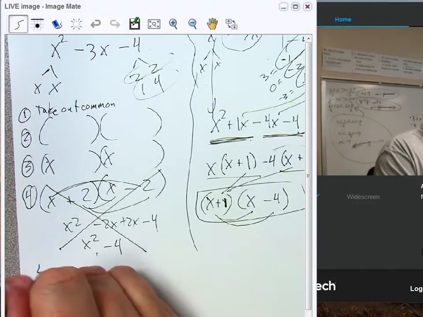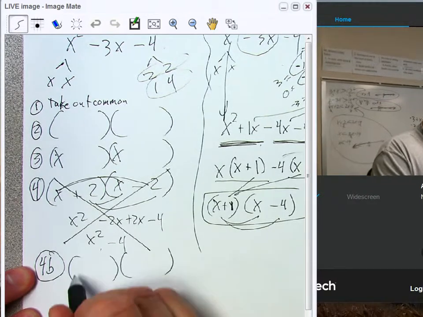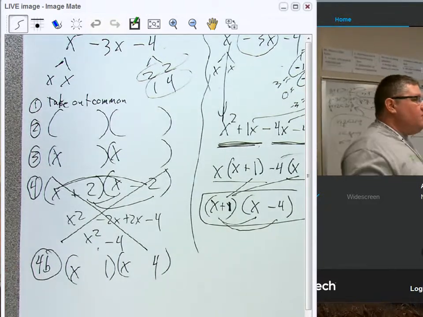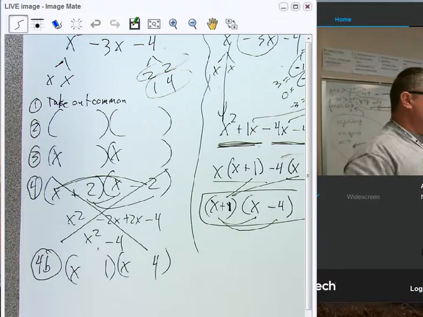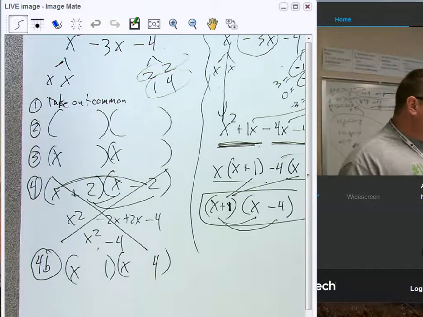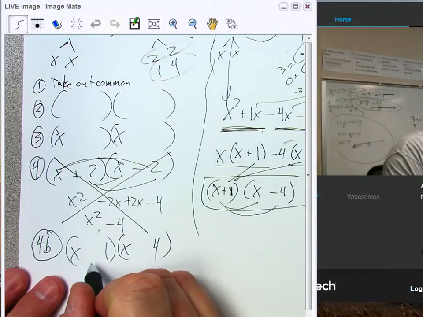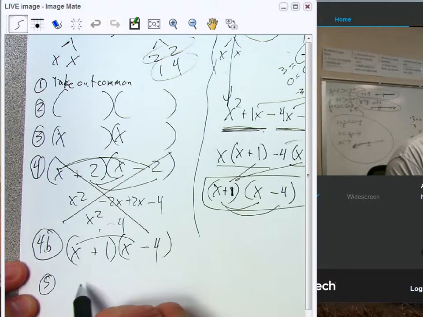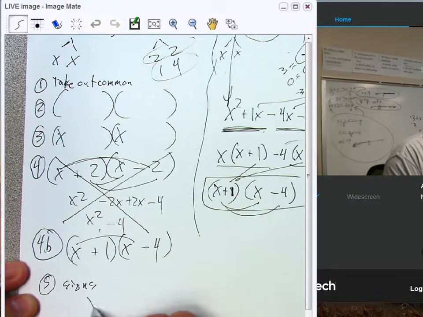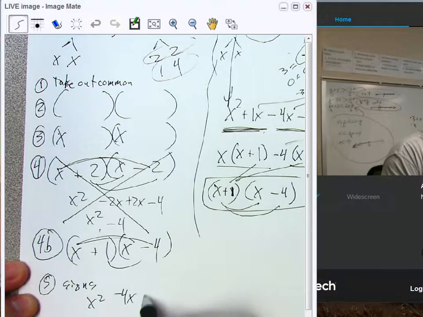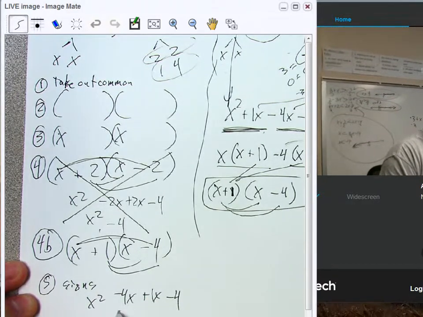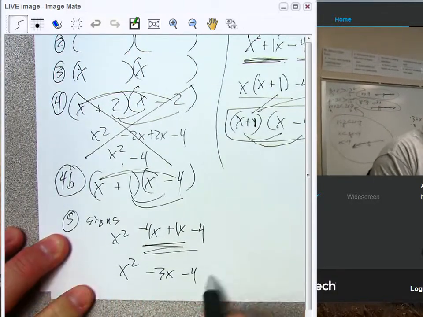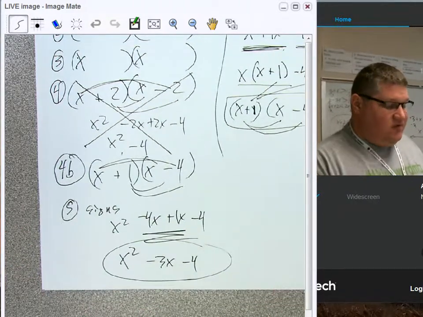So let's try again. For part B, instead of 2's and 2's, what do you want to go with? 1 and 4. Now, here's my other problem. How do I know where the negatives go? Do I know if the negative goes first or second? You just guess. That's why it's called guess and check. Which one do you want to guess? Negative 4, he says. All right. And so let's check it. Step 5. Check it out. We get x squared minus 4x plus 1x minus 4. What happens to those two middle bits? x squared minus 3x minus 4. There you go. And so that did work.